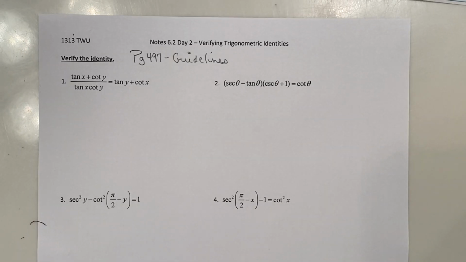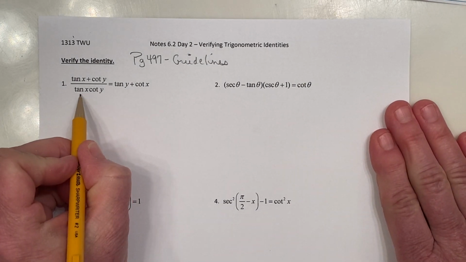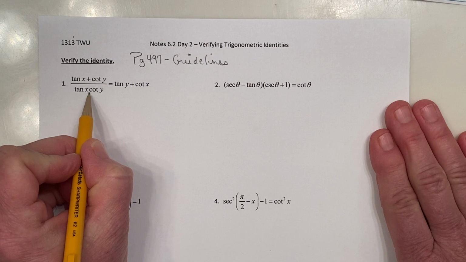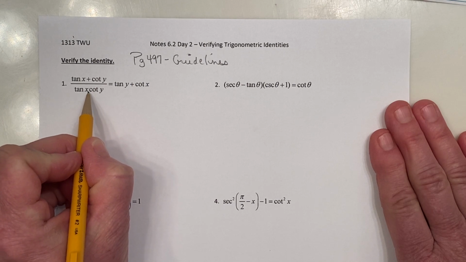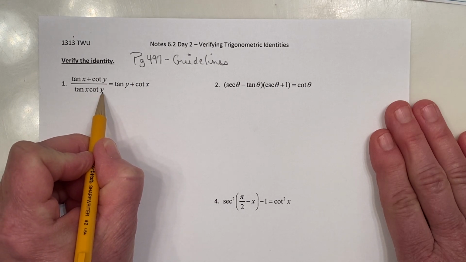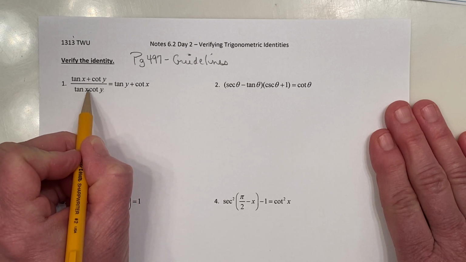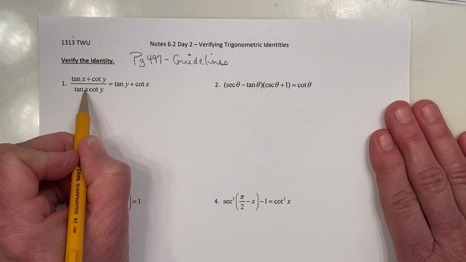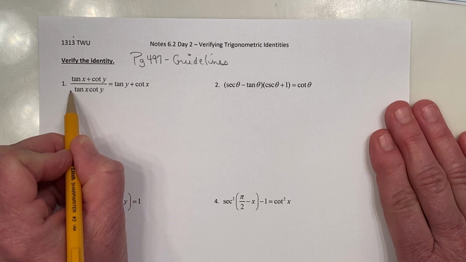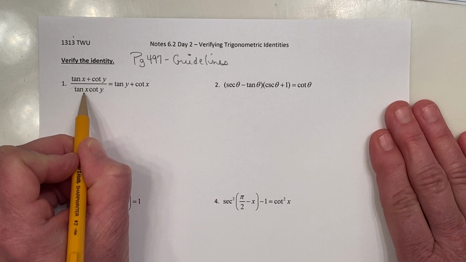Number 1, the more complicated side seems to be the fraction, the left side of the equation. The structure of this fraction is that we do have a monomial in the denominator. Look at tangent x times cotangent of y. Paying attention to x here and y here, and to the fact that this is a product. There's no plus or minus down here. This is a monomial, or one term.